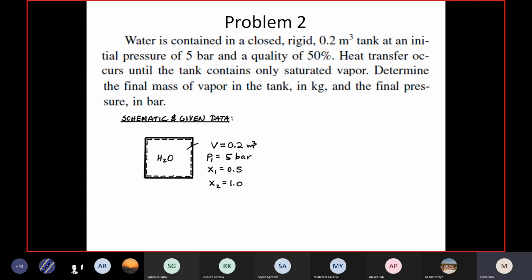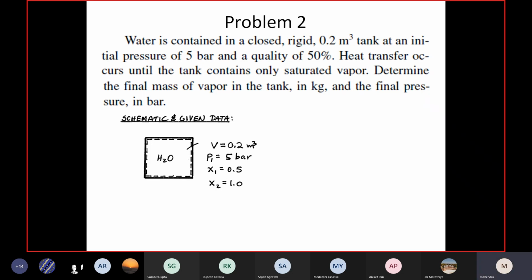So what is the problem about? A container is there. The container volume is 0.2 meter cube. Initially, the chamber is at 5 bar pressure, and in that a 50% dryness fraction is there. That means 50% is steam, the quality. Then heat is supplied until finally it reaches 100% vapor.